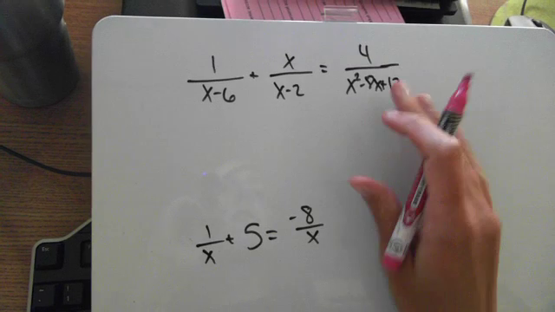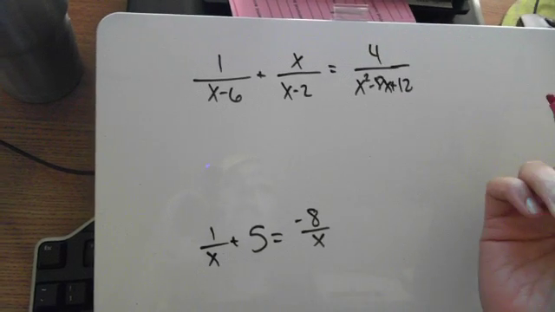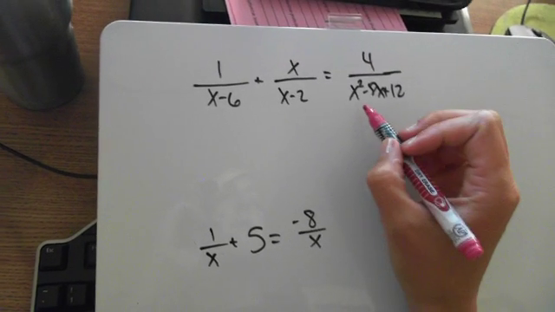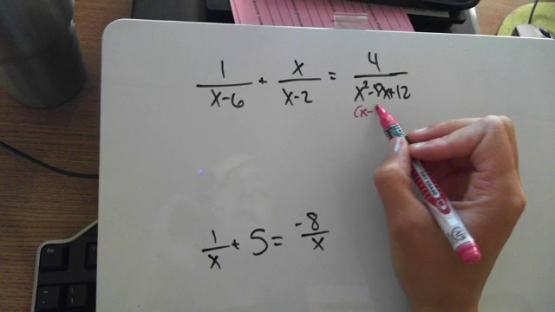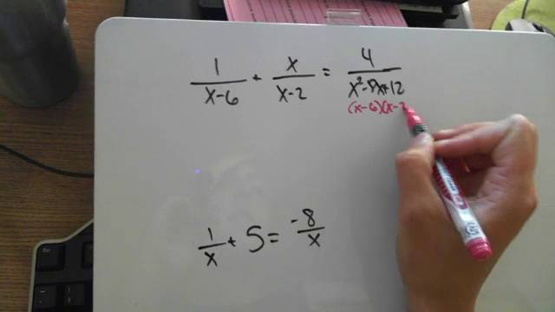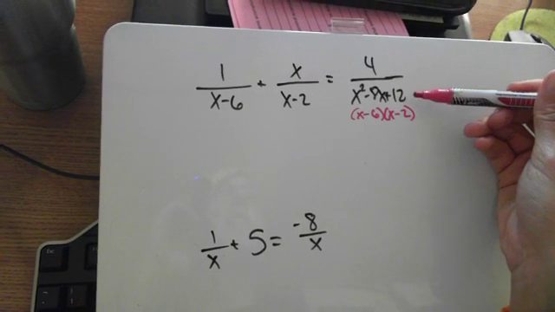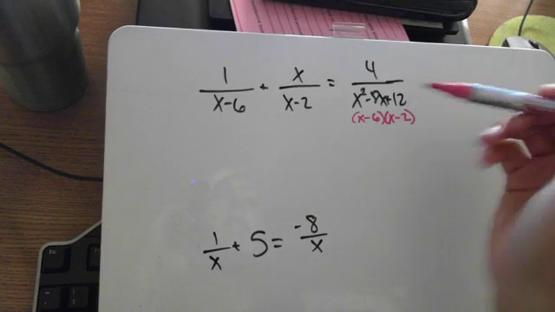But if you look at it a little bit closer, this is a quadratic, I would be thinking about factoring. And if we're going to factor this, we're going to get x minus 6, x minus 2. So really, I have not changed anything. I just rewrote the denominator of that third fraction.